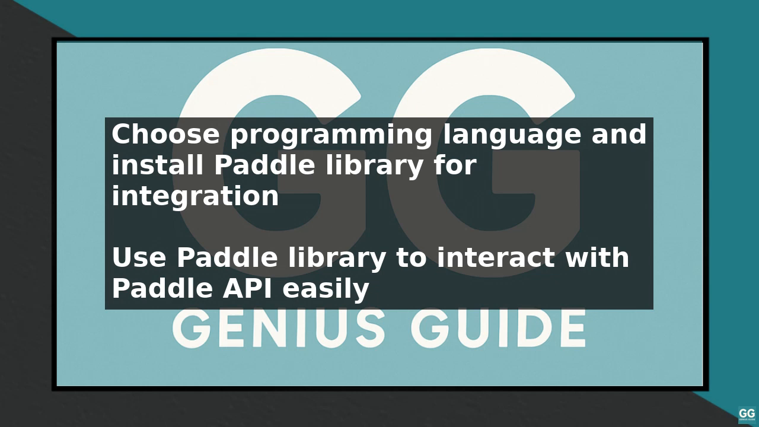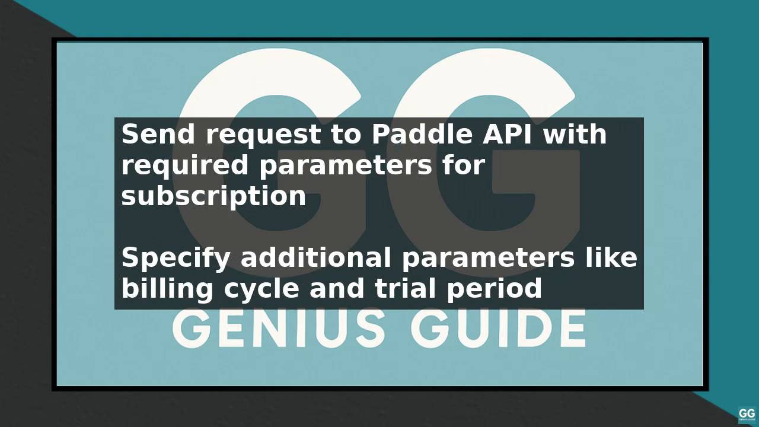To create a subscription, you need to send a request to the Paddle API with the required parameters, including the product ID, user ID, and subscription plan. You can also specify additional parameters, such as the subscription billing cycle and trial period.